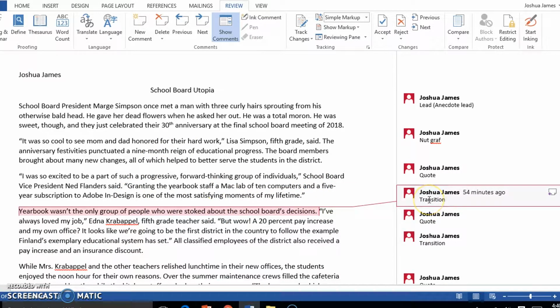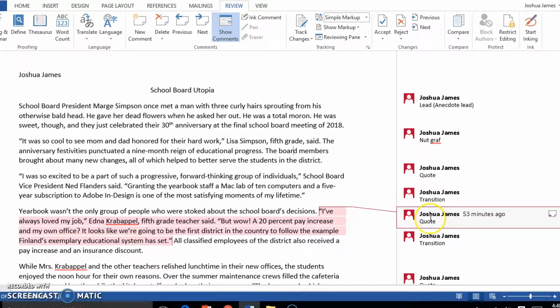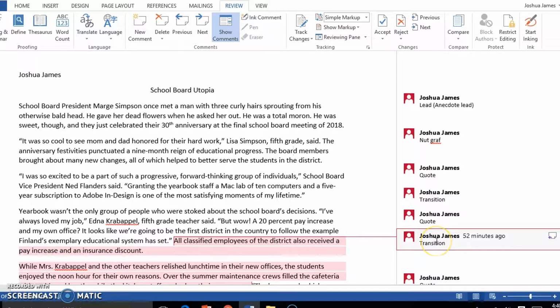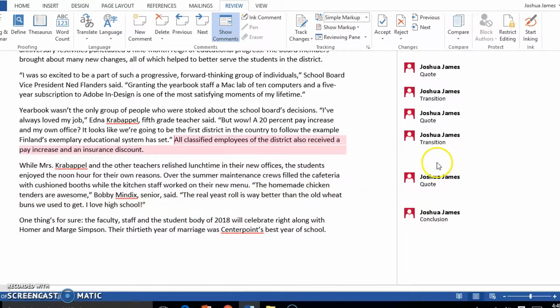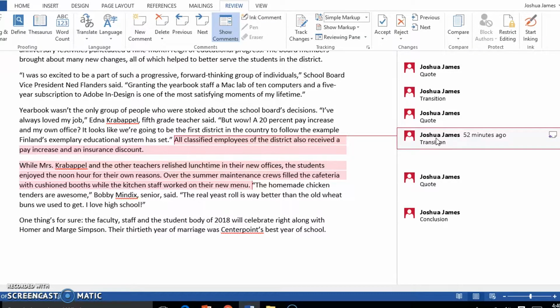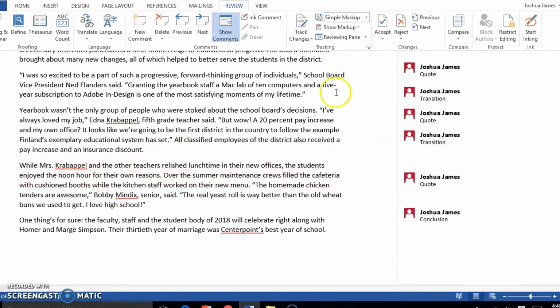Then we have a transition. We're connecting the yearbook quote to other people being happy about the school board's decisions. We have a quote from a teacher. So far we've had a student, a school board member, and now a teacher. Then we have another transition connecting the great decisions about the school board, which is kind of the theme that's running throughout the story. And we're connecting that to how the students are enjoying lunch, right? So we have a teacher enjoying lunch connected to student enjoying lunch, and then we have a quote at the other side of that transition.